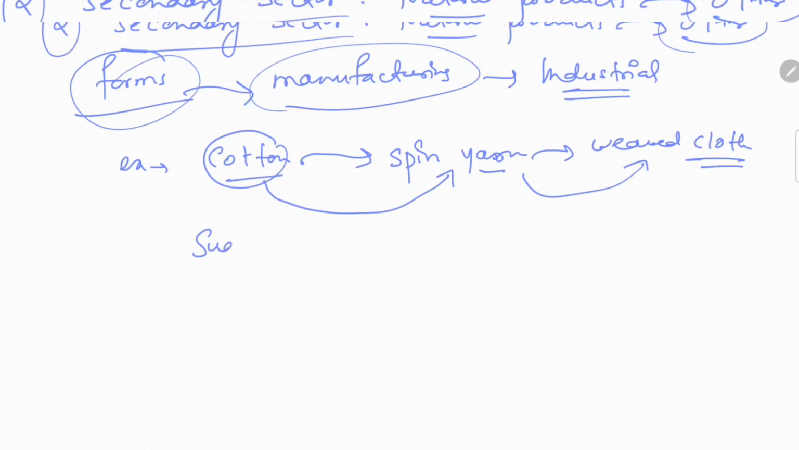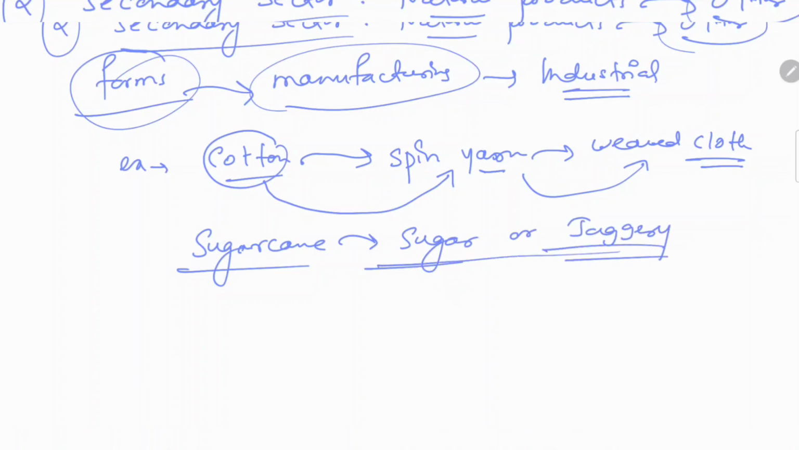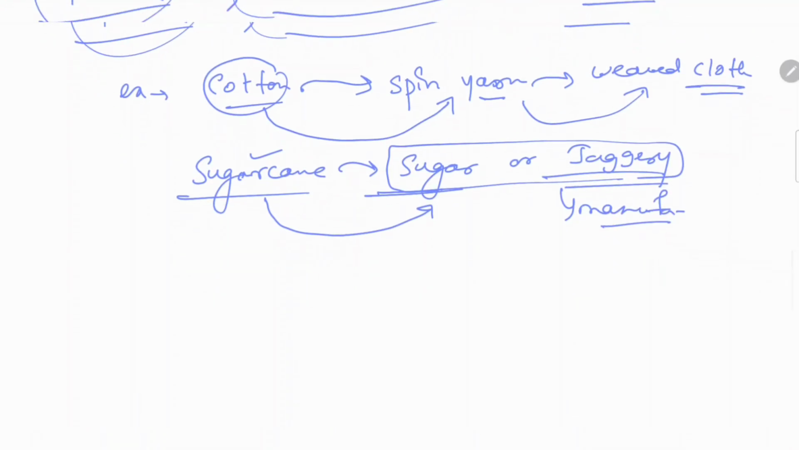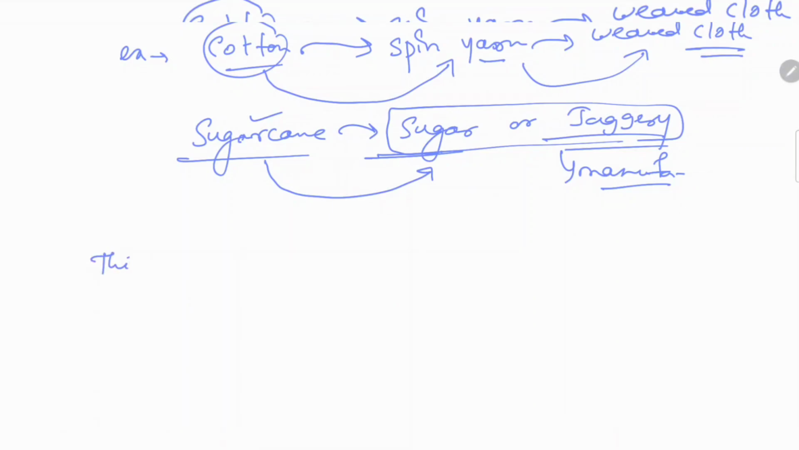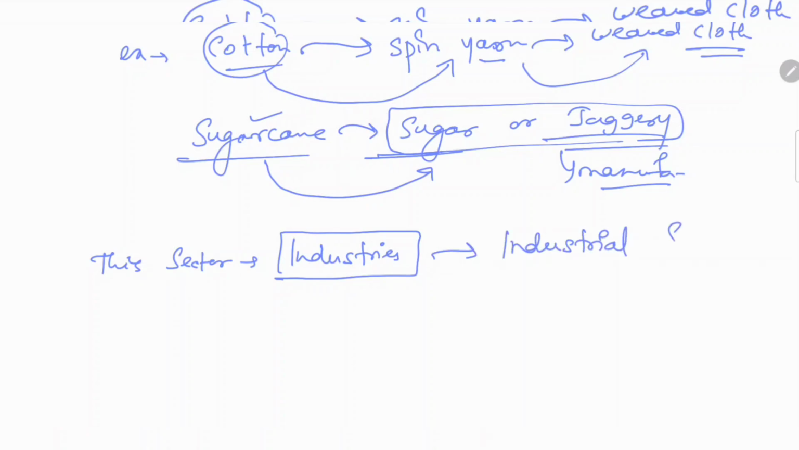Or you can also consider sugarcane. Sugarcane that is grown will be converted into sugar, or you can say jaggery. This is the final product derived from the natural product of sugarcane. These derived or manufactured products made through industrial activities are called secondary activities. Since this secondary sector is associated with various industries, because the goods are manufactured through industries, it is also known as the industrial sector.